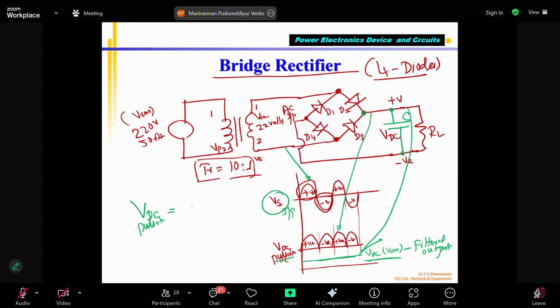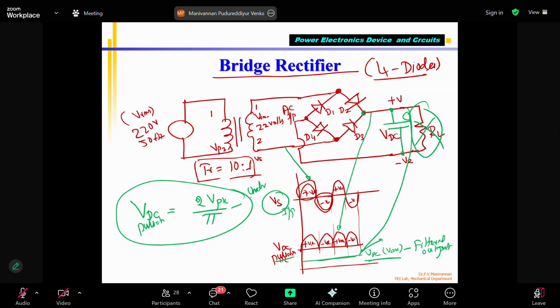So note down the formula here. VDC equal to 2 times V peak divided by pi. It is the same as the regular full wave rectifier. The formula is the same for the bridge rectifier, because both the half cycles are converted. And this is no load condition. That means I have not connected my load. This is not there. Okay. This is no load condition.